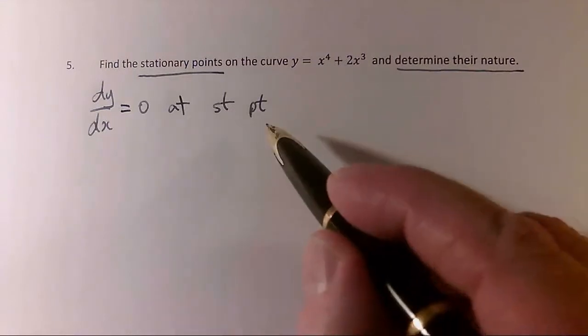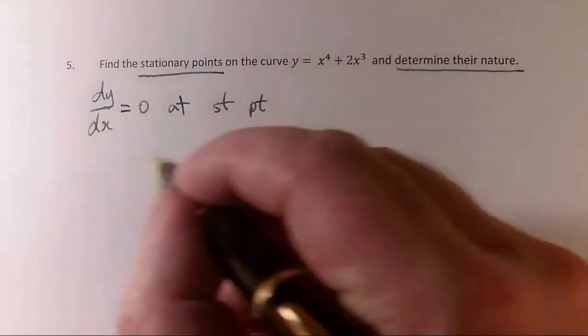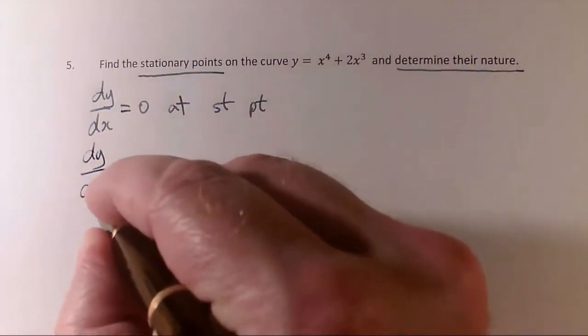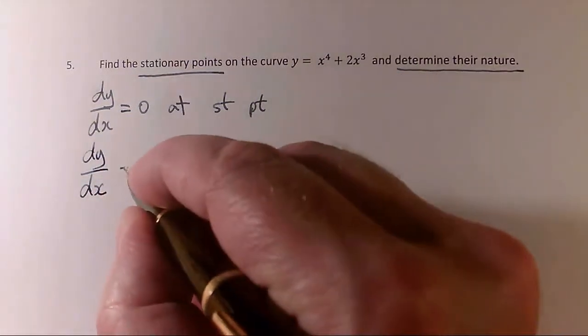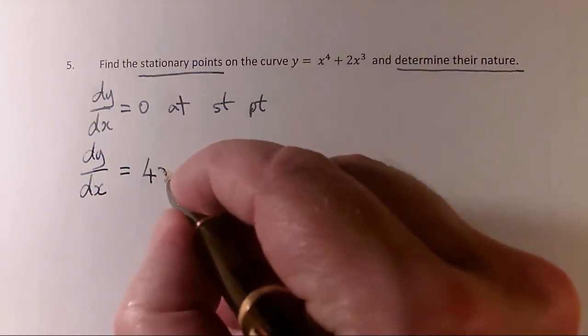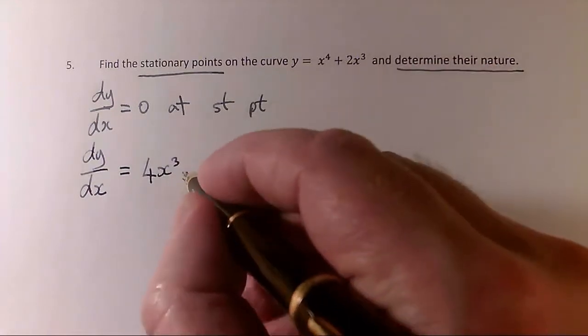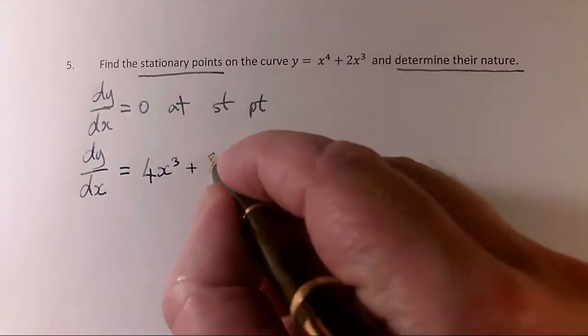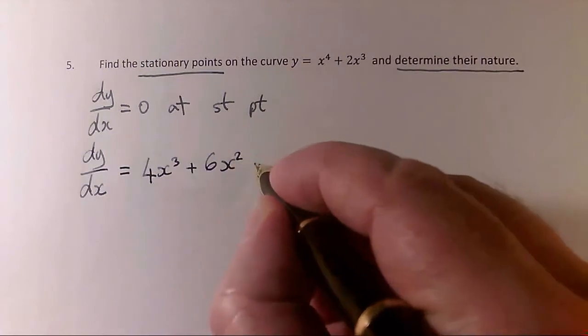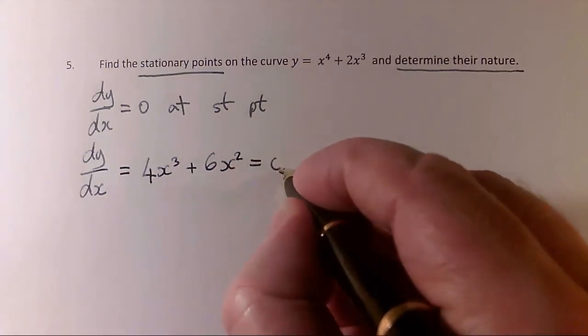So dy by dx equals 0. Well, first I need to find dy by dx. So dy by dx, differentiate what I see. X to the power 4 differentiates to 4x cubed. And 2x cubed differentiates to plus 6x squared. And at the stationary point, that's going to equal 0.